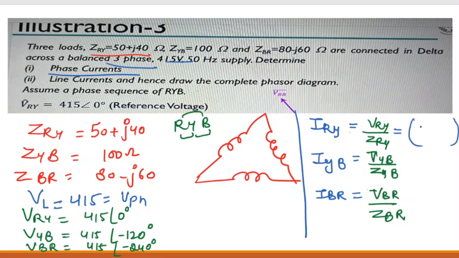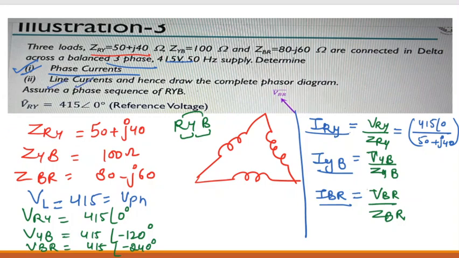So we can put down the values, that is 415 angle 0 divided by 50 plus j40. Can you get IRY, IYB and IBR? Yes or no? So the first part is completed.